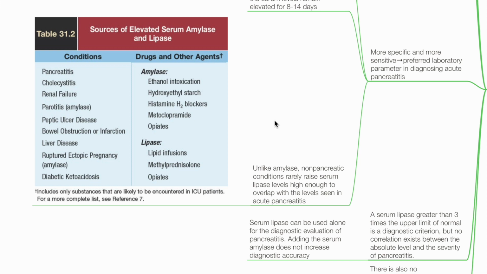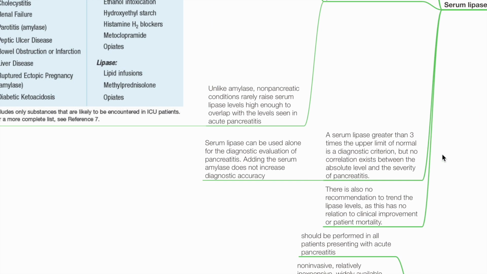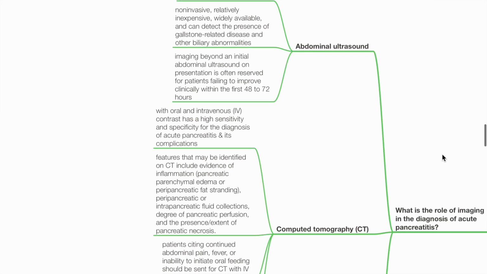No correlation exists between serum lipase levels and the severity of pancreatitis. Adding serum amylase does not increase diagnostic accuracy. There is no recommendation to trend lipase levels.